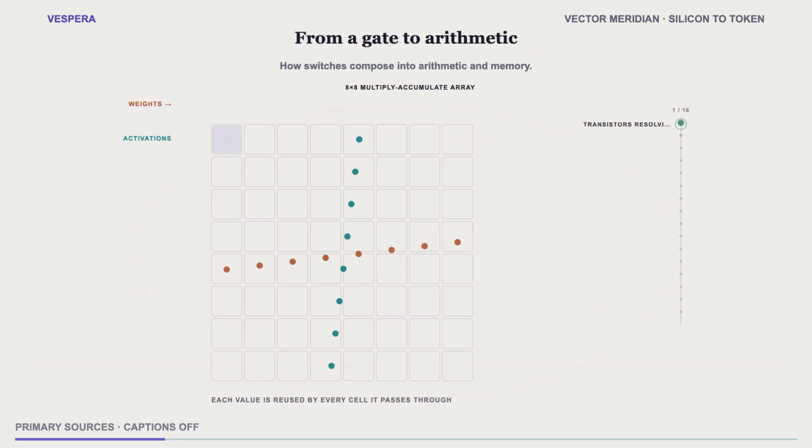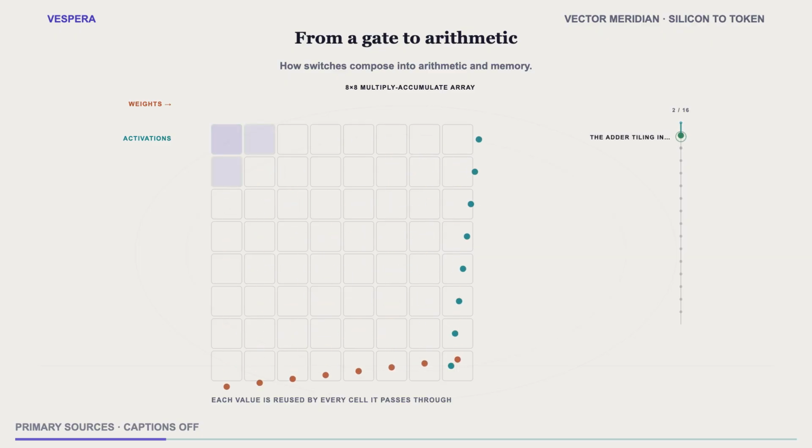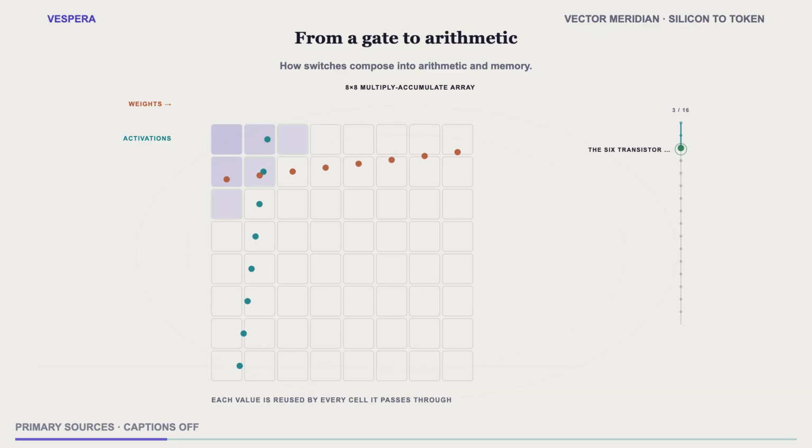One switch is not interesting. The interesting thing is what happens when you compose them, and the ladder from a switch to arithmetic is shorter than you might expect. 4 rungs, and then you're done. Rung 1, the logic gate. Wire a few transistors so that the output is high only when both inputs are high, and you have built AND. A different arrangement gives OR. The simplest arrangement of all, a single complementary pair, gives NOT. These are the primitives, and they are built from between 2 and about 8 transistors each.